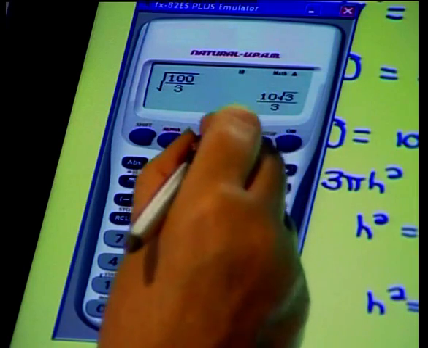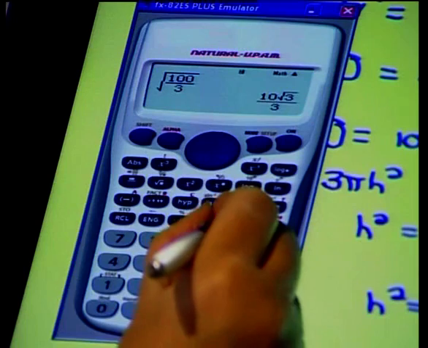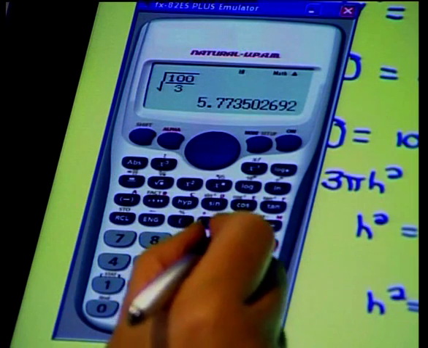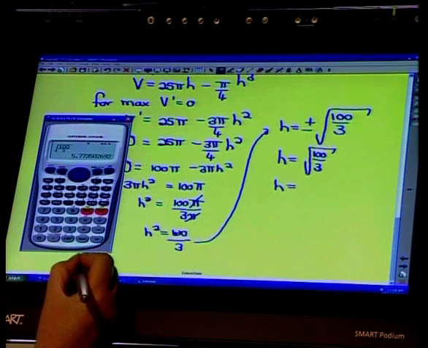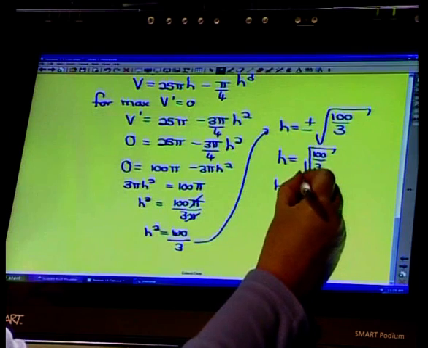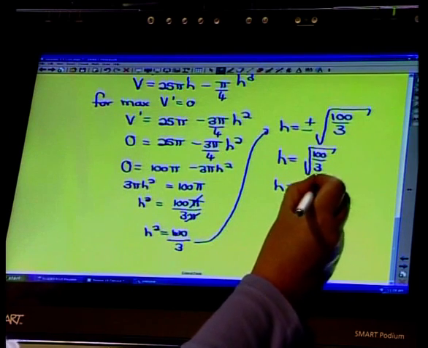And there you can see it's giving it to me as a third, but we want it as a decimal, so I hit the button S to D, and I find that H is, and I better just bring it up for 2 seconds, 5,77 if we're going to give it to 2 decimal places.